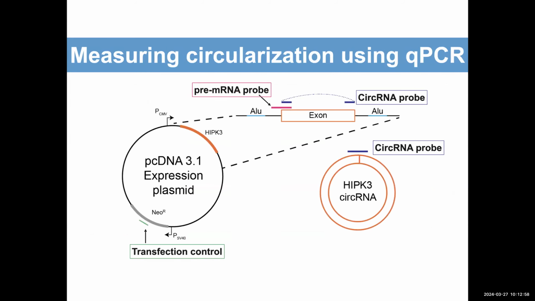And when we transfect this into cells using a plasmid reporter system, we can actually design qRT-PCR probes across the backsplicing junction here. And this gives us an idea of how much circle there is. And we can also design a PCR probe across the exon-intron junction, which gives us the amount of pre-mRNA. And so in this way, we can measure circularization efficiency, not with respect to downstream splicing, but with respect to total amount of pre-mRNA present.